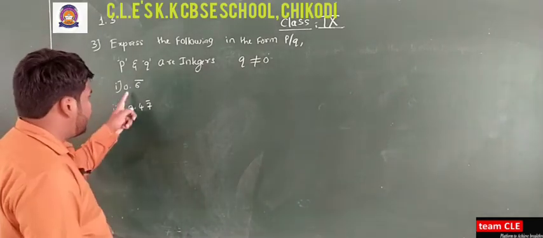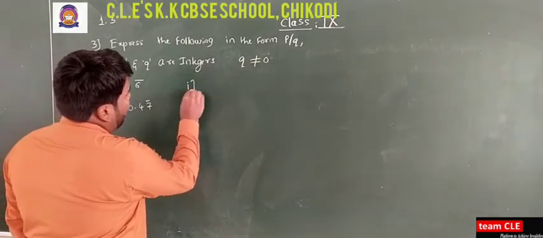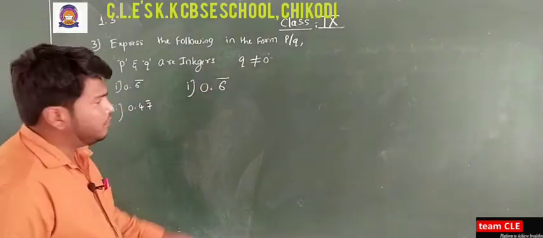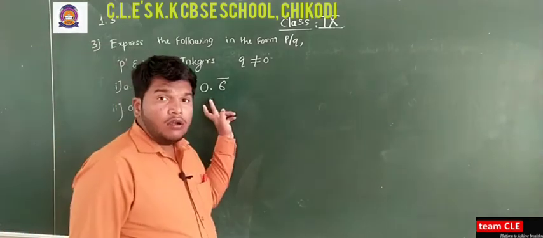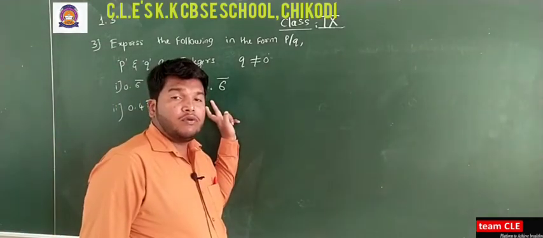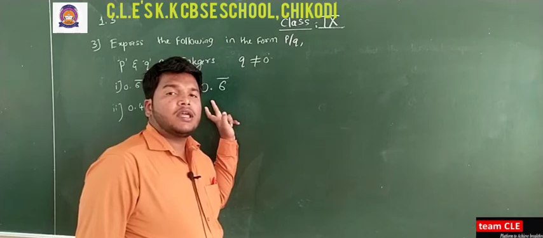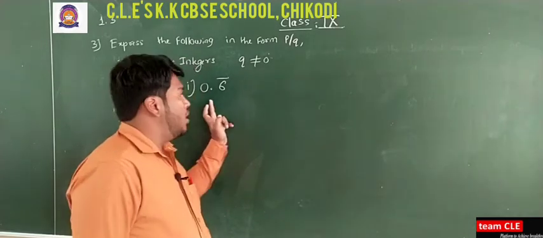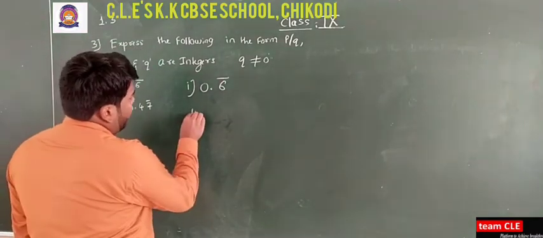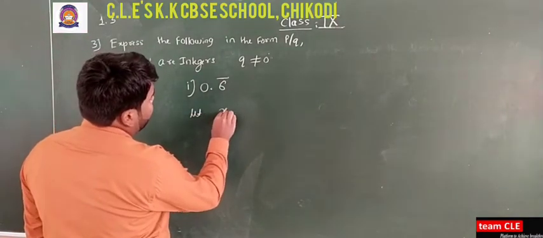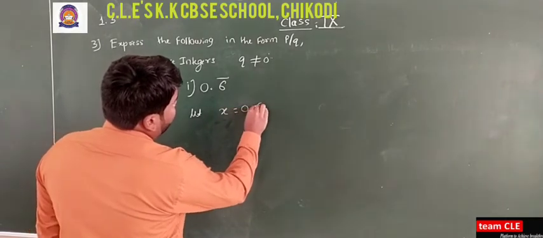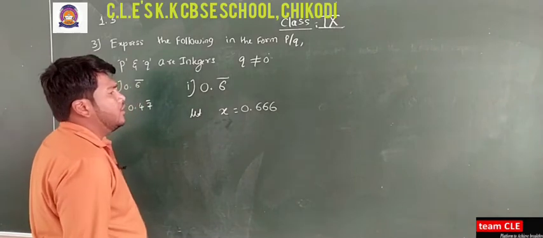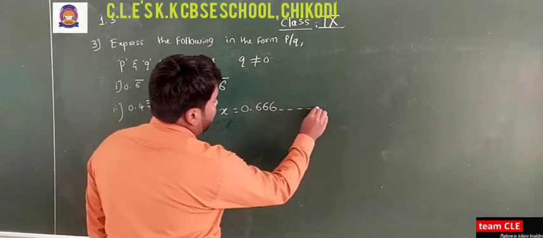So the first one we are having is 0.6 bar. What does 0.6 bar say? It is a non-terminating and recurring decimal. So we know the scenario of non-terminating and repeating decimal. That says it is a rational number. Okay, so now I write let x is equal to 0.666. Let x is equal to 0.6666, and so on.